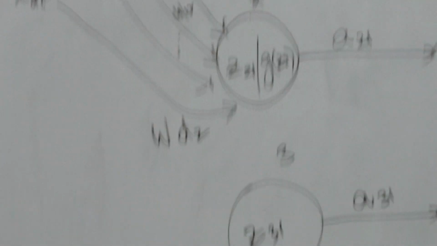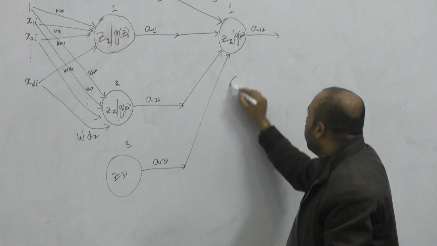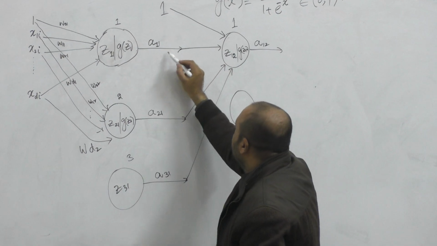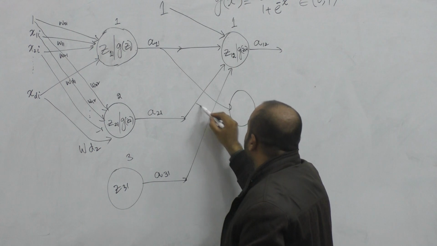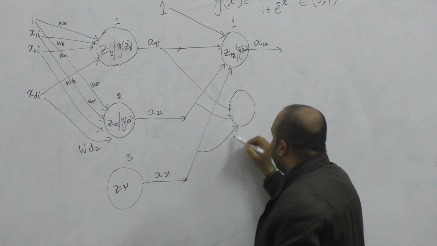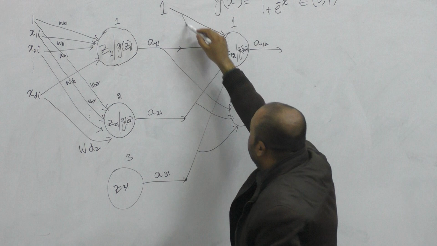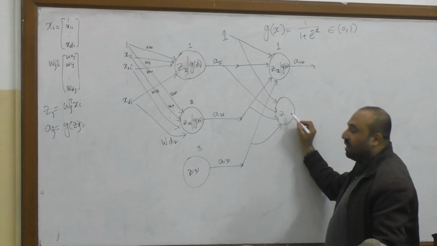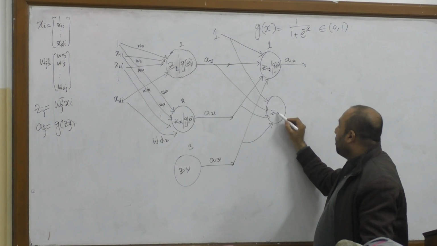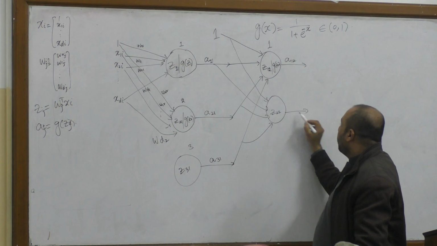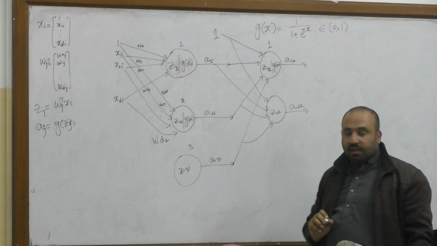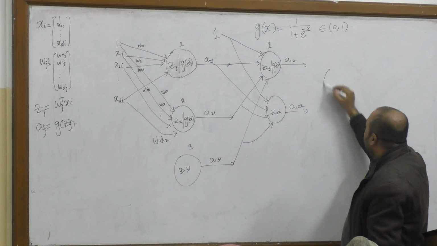Make sense? Yes, no? There might be another neuron. This A1 is fed to here, this A1 is fed to here, this A3 is fed to here, with different weights again. And this will give me Z2, and this will give me A2. And there might be a neuron here.